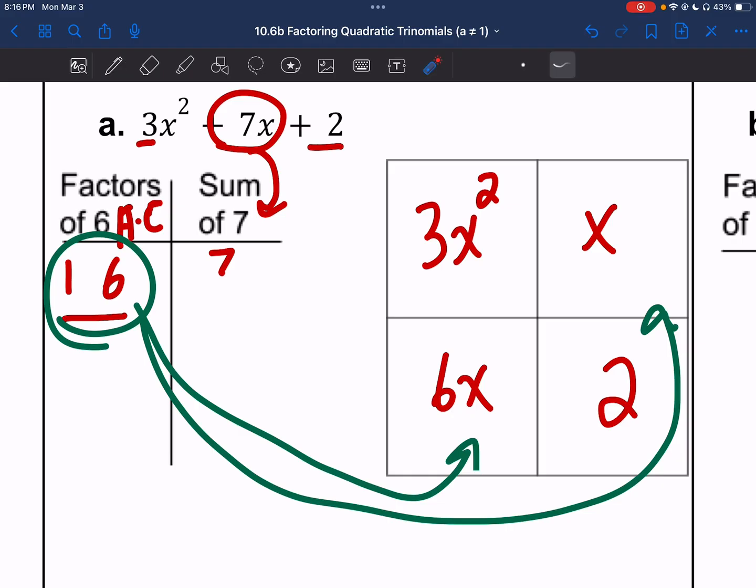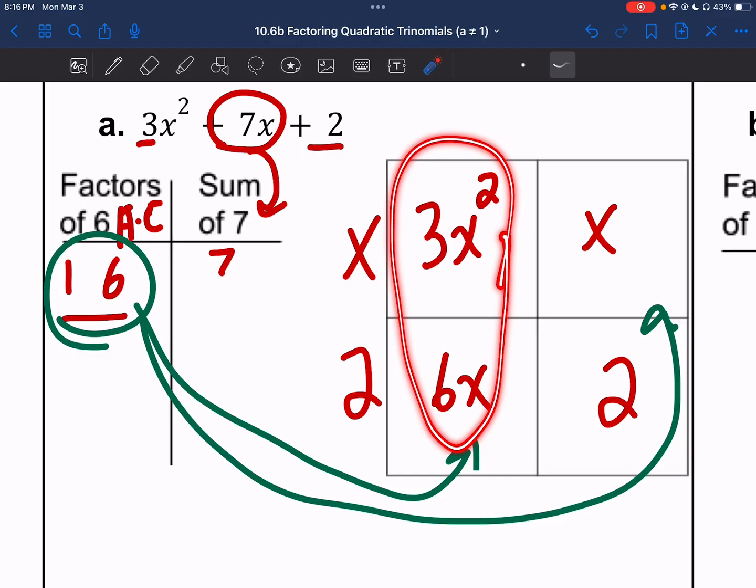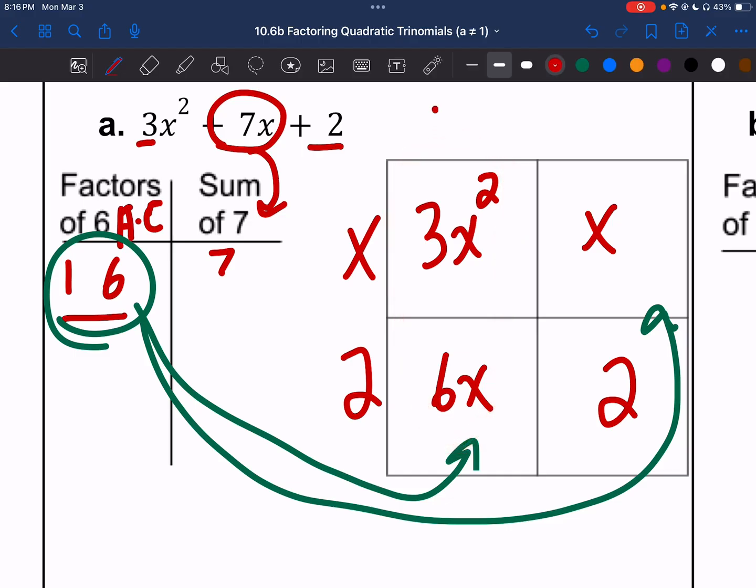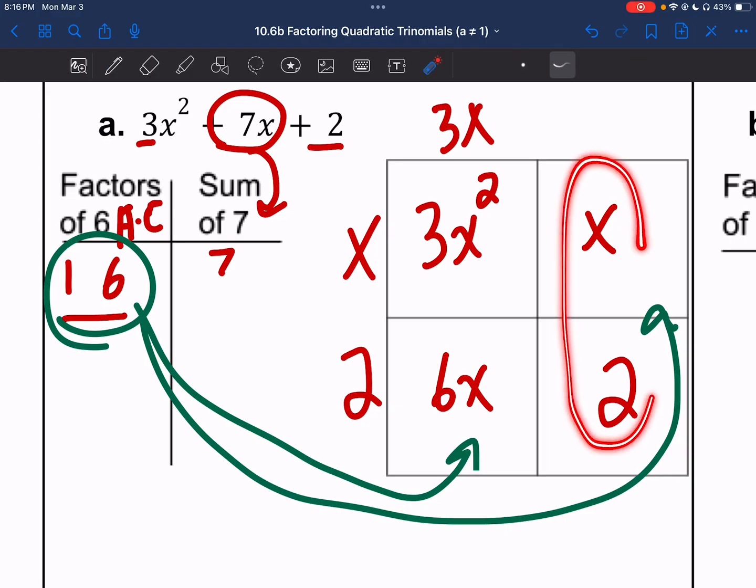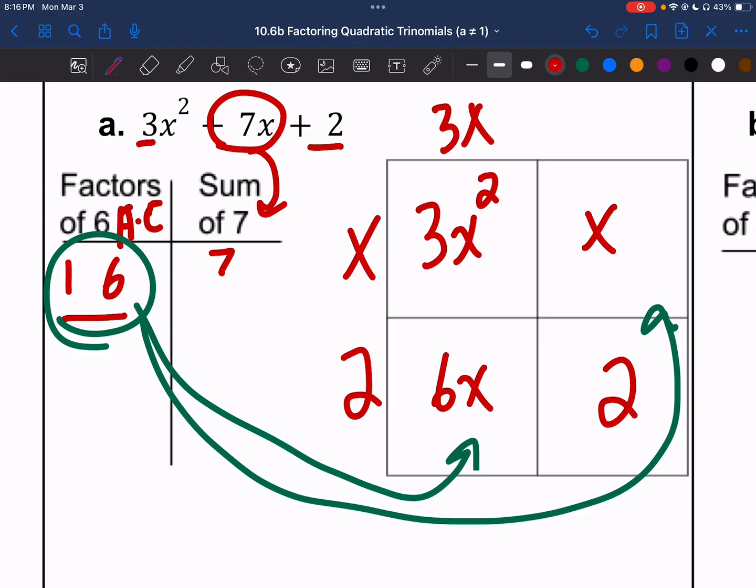So when I look at my first row, 3x squared and x, what common factor do I have in that first row? The common factor is 3x. Nope, not 3x. The common factor is just x. In our second row, 6x and 2, the common factor is a 2. In my first column, going up and down, the common factor of 3x squared and 6x is going to be 3x. This is where the 3x is. And in x and 2, my common factor is a 1.